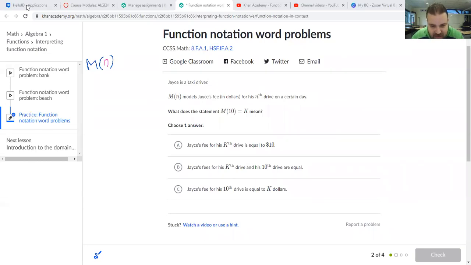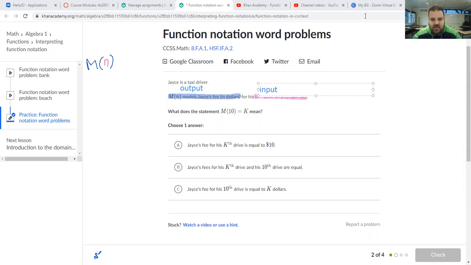N is his nth drive of the day. And the output is that entire thing. So the output is M of N models Jace's fee in dollars. So we have an input and we have an output, right? I'll just do that in text. This is the output. Let me see if I can make that not so in the way. Output. And we have an input.